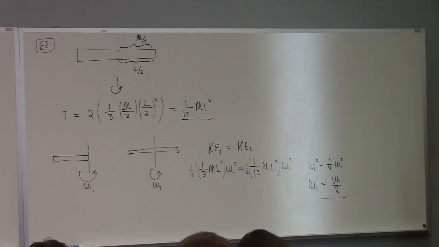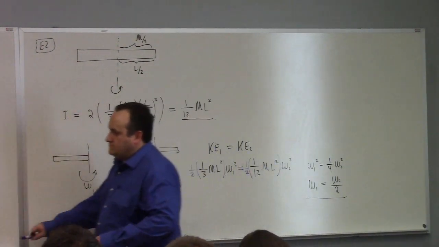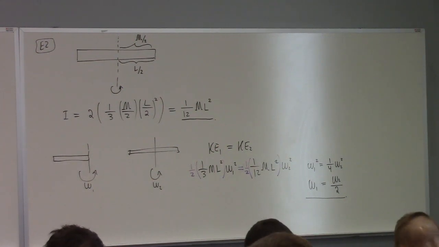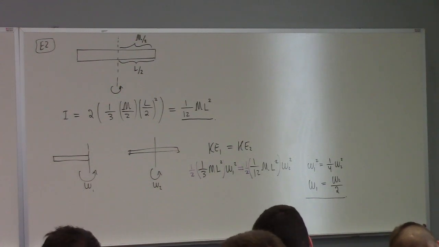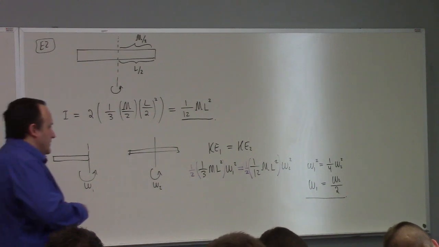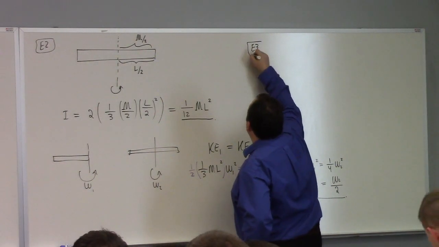So I would have to double the rotational rate to get the same kinetic energy if I'm spinning it around the middle. Okay, so there's that. If you understand these two examples, then you can do more interesting ones. Like, for instance, hypothetically, example 3. I'm not going to work it out, but let's just talk about it.